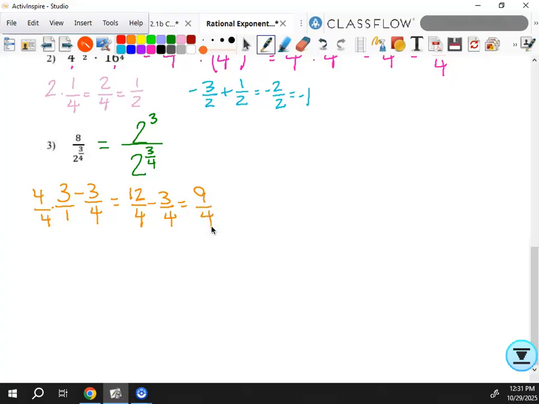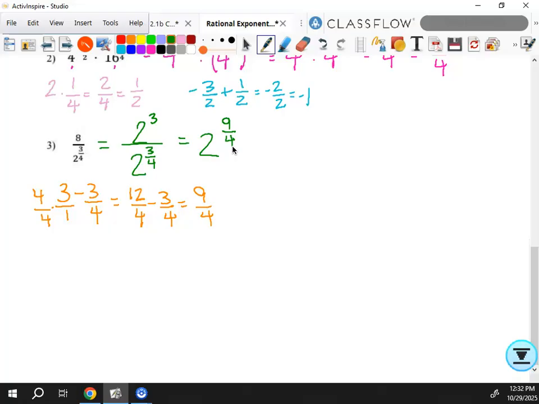Now, I had a really hard time explaining this to somebody on one of the questions on the assignment earlier today. When you do this, the 2's do not cancel out and become 1. If they were just a plain old 2, yes, because they're just the same thing. But the base stays the same. The base is still 2. All we did was subtract the exponents, and now I have 2 to the 9/4 power. Okay, everybody okay with that so far?